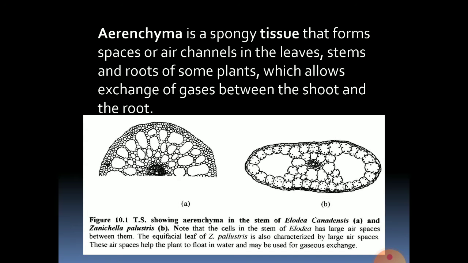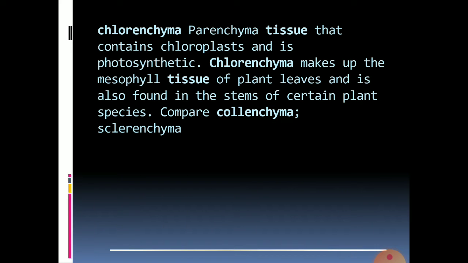So what is there? Big air spaces are present, which help in exchange of gases, as well as provide buoyancy to the plant, so that the plant can float in the water easily and it becomes lighter in weight. Okay, so next is chlorenchyma.